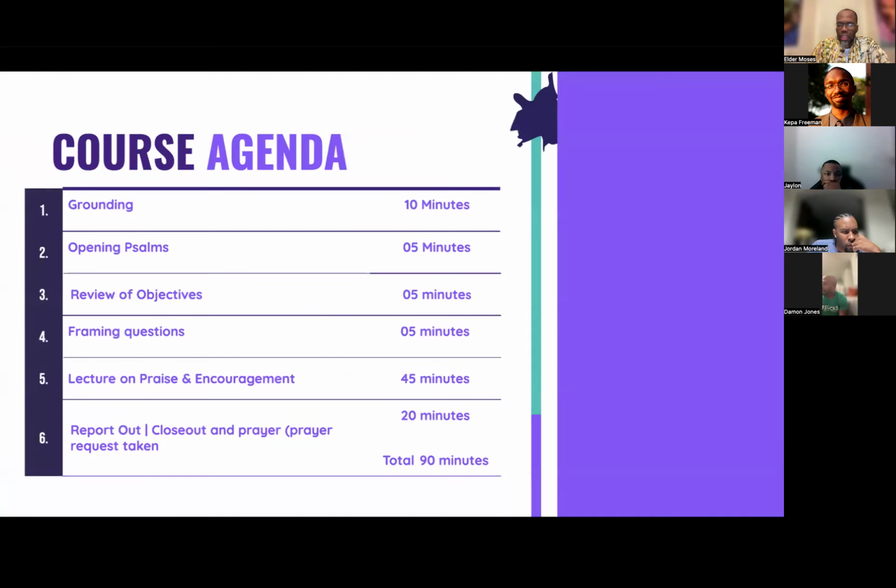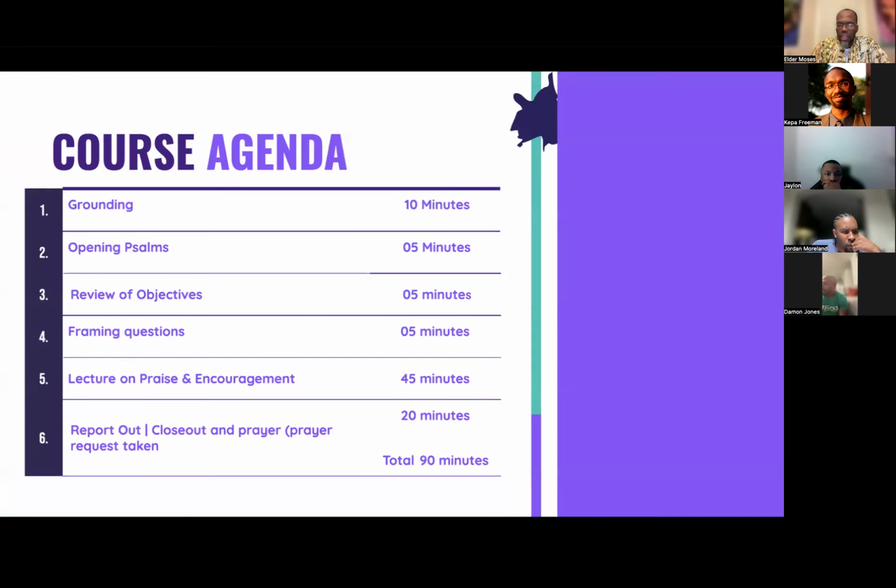So we started off with a little bit of grounding. We just read the opening Psalms. We'll review the objectives. Like, what are you here for today? What are you expecting to get out of this? Or more in tandem with that, what am I attempting to convey through that? We'll look at a couple of framing questions, and then we'll go into the lecture. Wrong title there, but you get the gist. And then we will close out. Ultimately, we should be out of here in about 90 minutes.